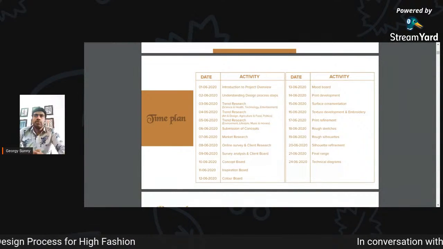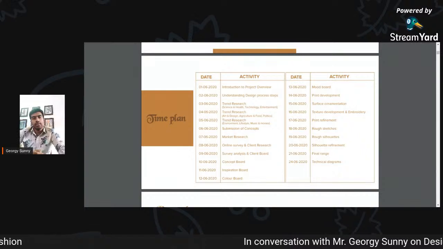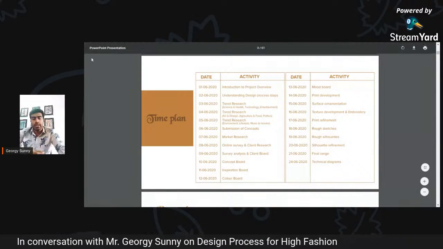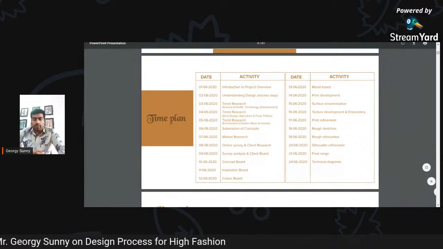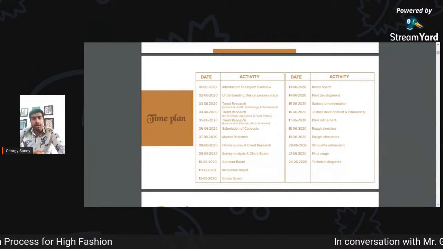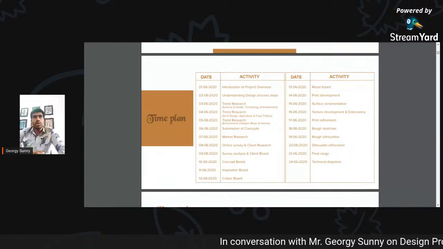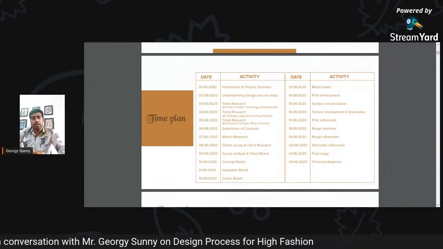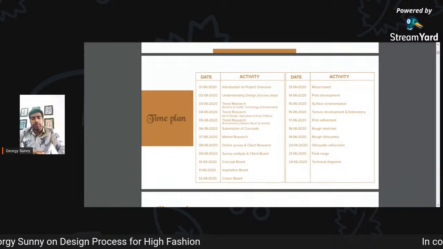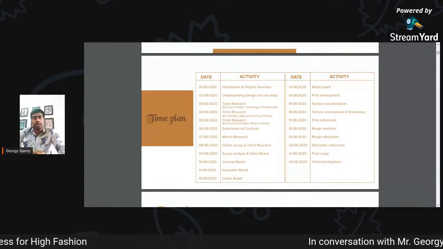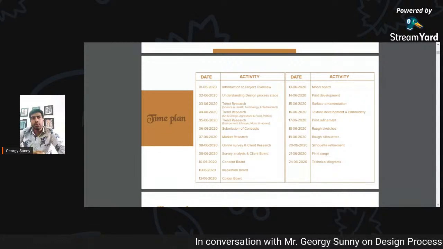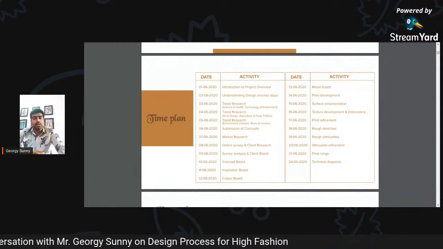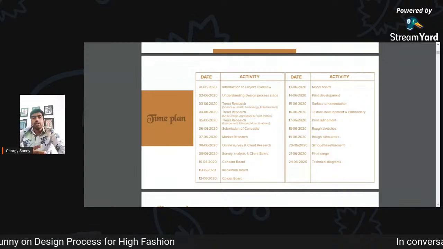Before starting the project, I think there will be faculty and students watching the live session, so this is just for the faculty and students. Basically, we do a time plan. If your project is for 6 months, or for 1 month, based on that you need to plan your timings: when you are going to start your concept, your trend research, your inspiration board, your color boards, like that. You need to have a basic idea.